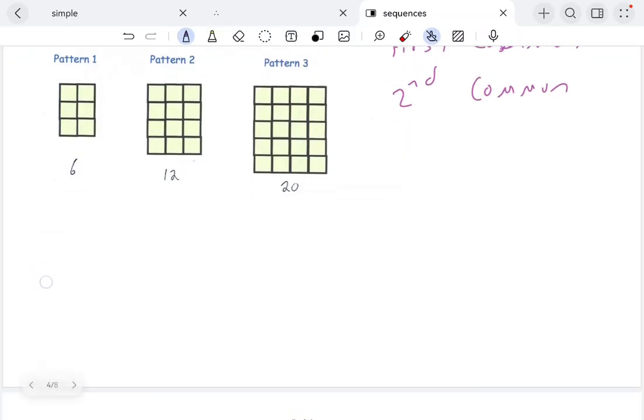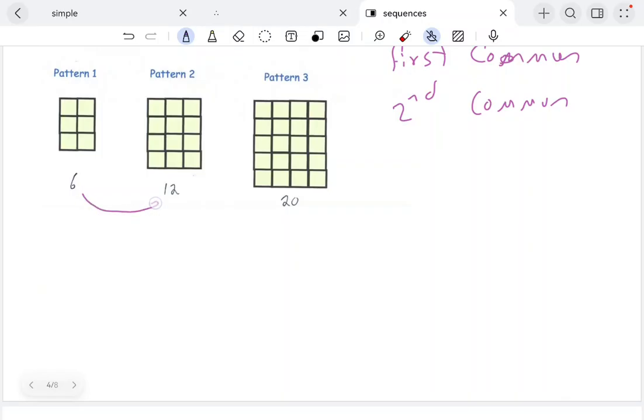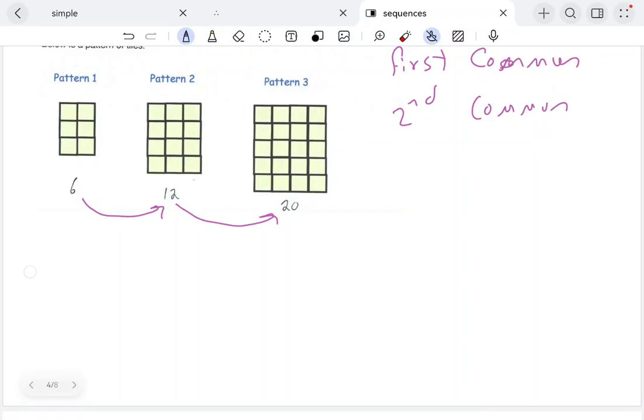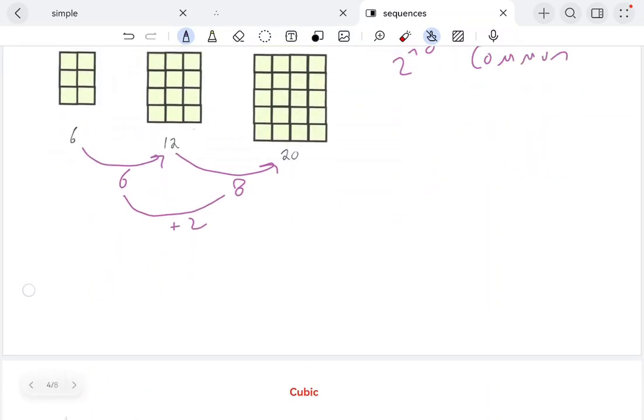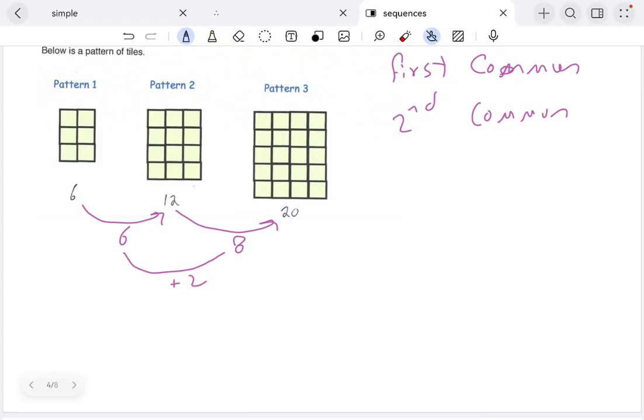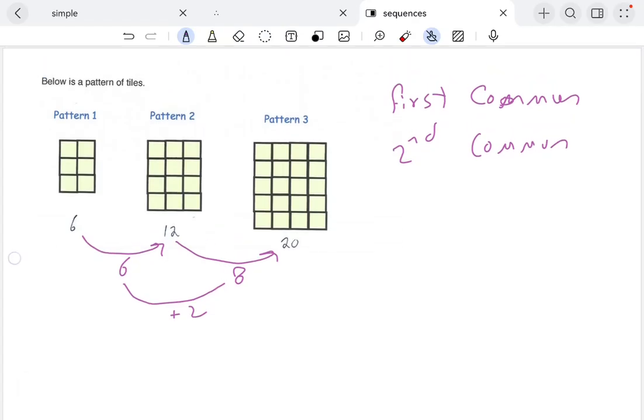Okay, so let's see, for example here, 6, 12. From 6 to 12 is how much? It's plus 6. And here plus 8. And then from here to here is plus 2. He already told me that this is quadratic. If it's not quadratic, if he wants me to find out the sequence, he should give me at least one more term. So plus 2.